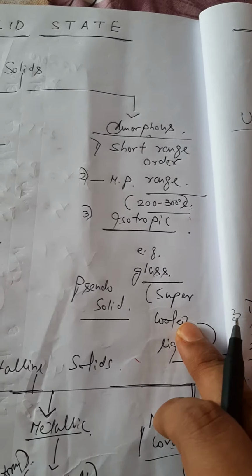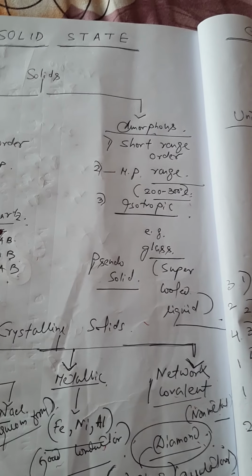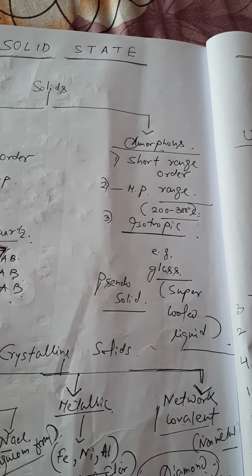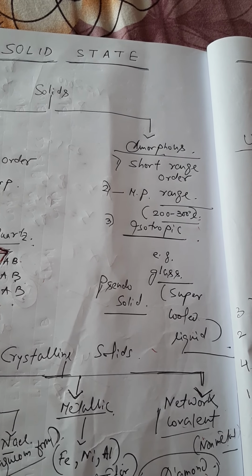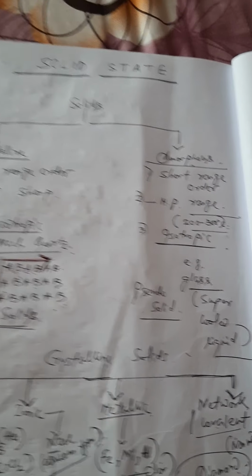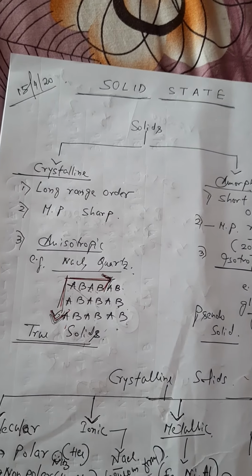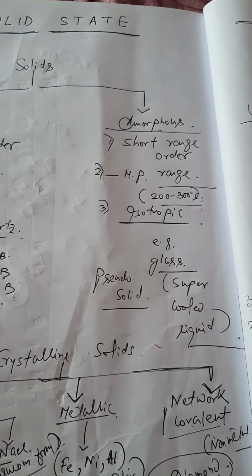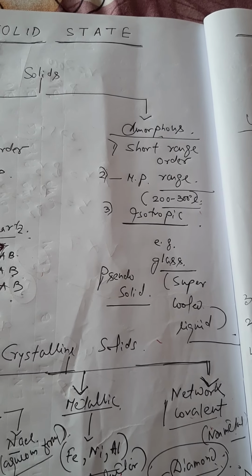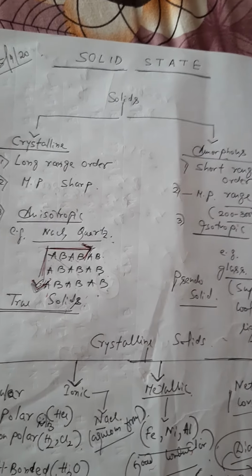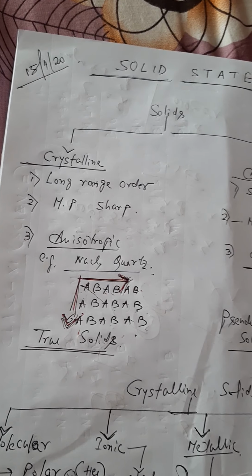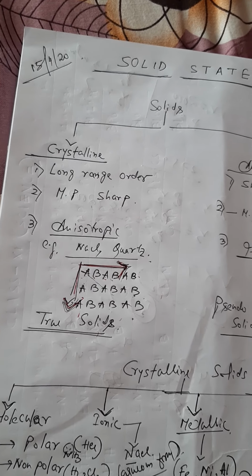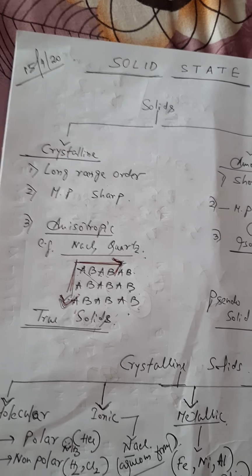But in the amorphous form, they are isotropic because there is an irregular arrangement, so their physical property will be almost the same. So these crystalline solids are also called true solids and amorphous solids are called pseudo solids. It looks like solid but it's not a solid. So basically in this chapter we will discuss crystalline solids because crystalline solids are very important for class 12.